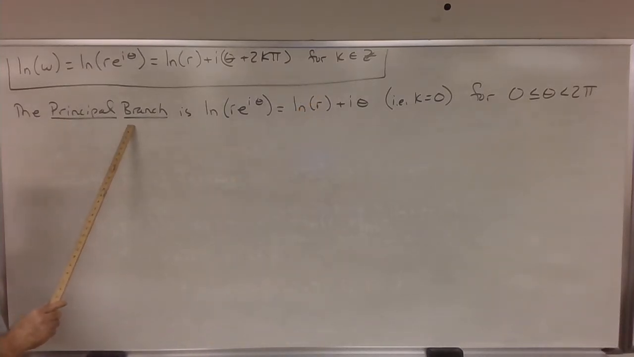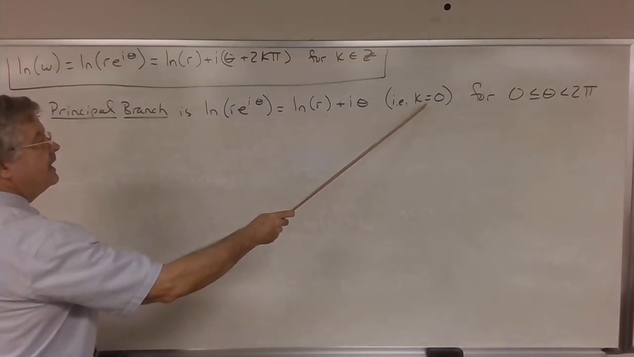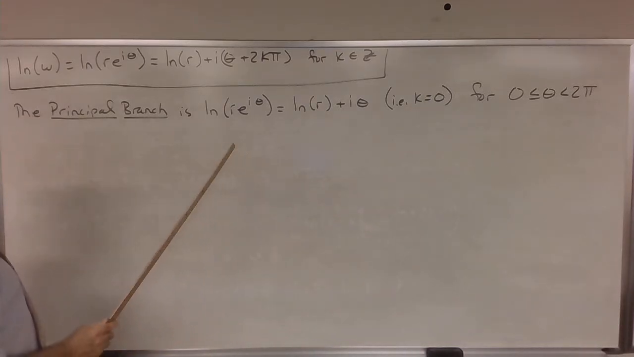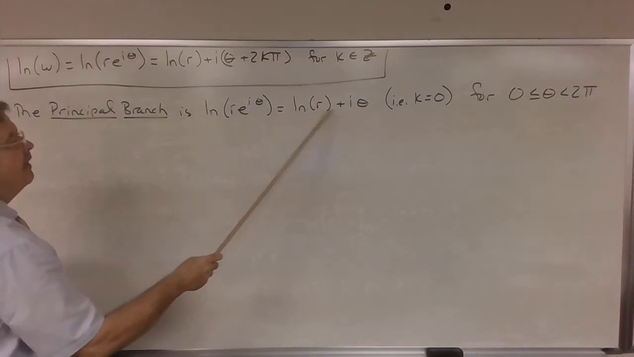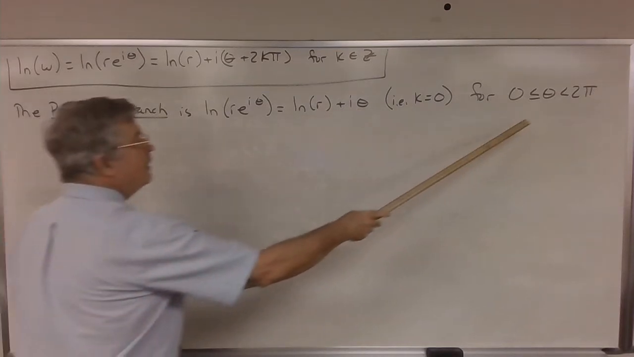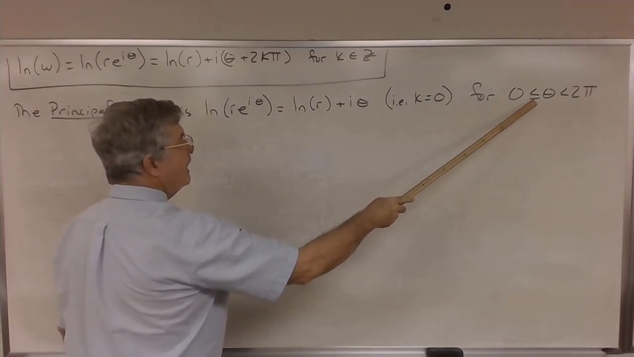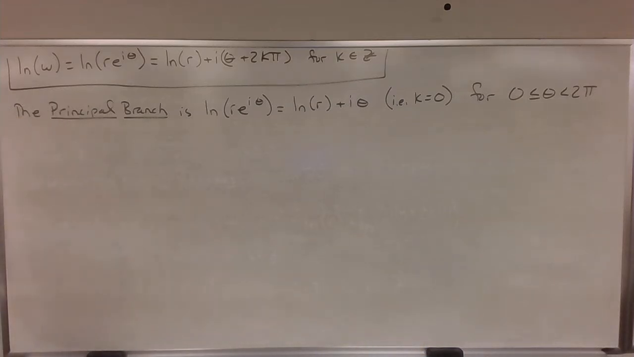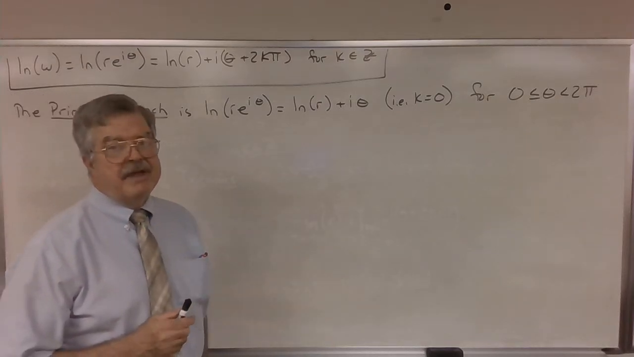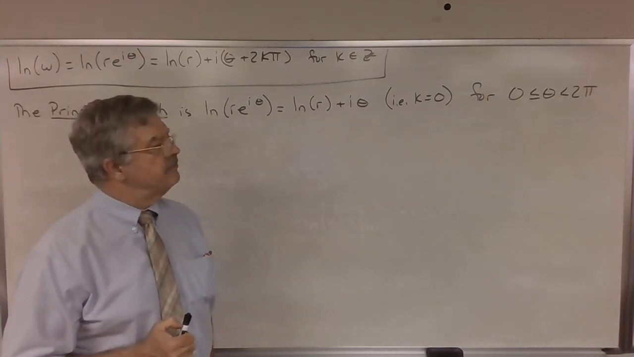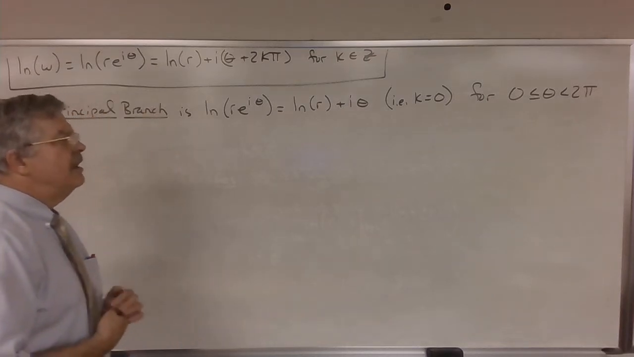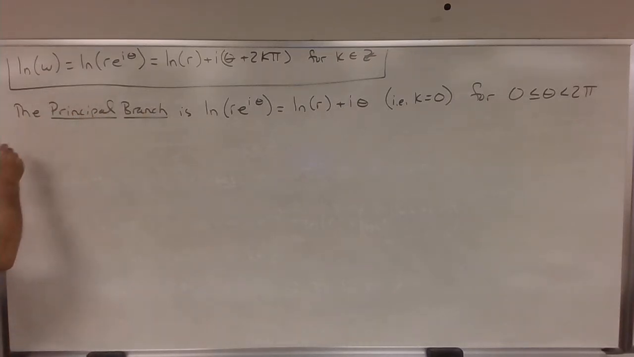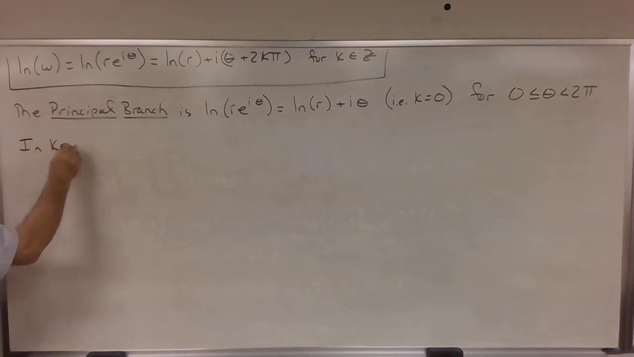The principal branch is going to correspond to k equals 0. So the principal branch will be natural log of r plus i theta, where theta is between 0 and 2 pi and includes 0. Now, for any other whole number value of k, we get a different branch. We'll talk more about that later. Let's get back to what we were talking about earlier.